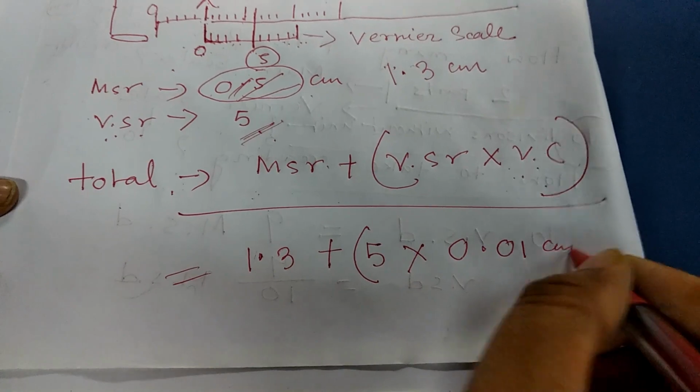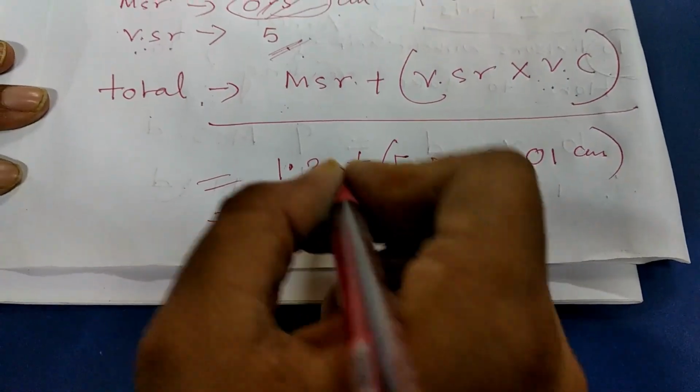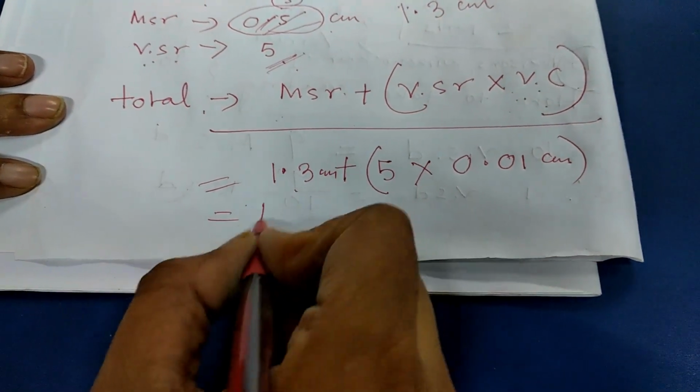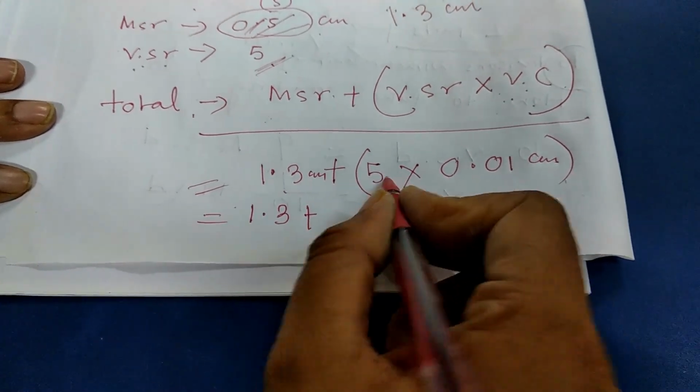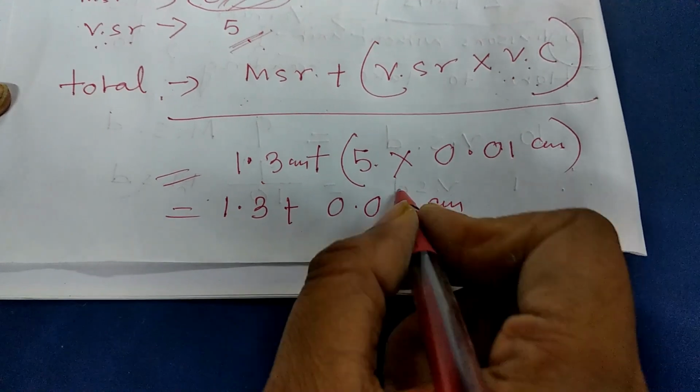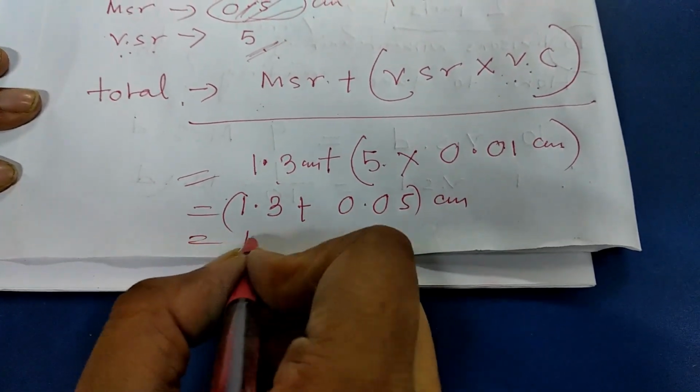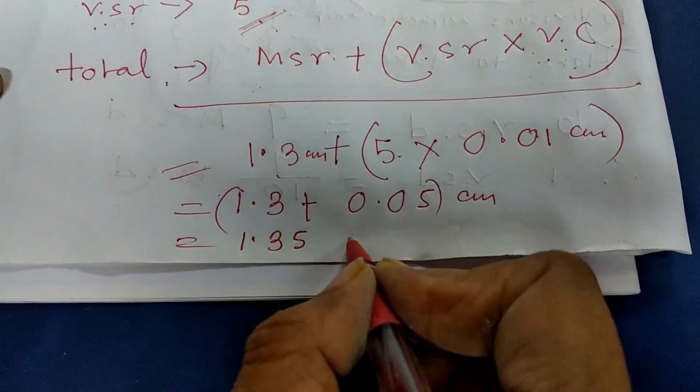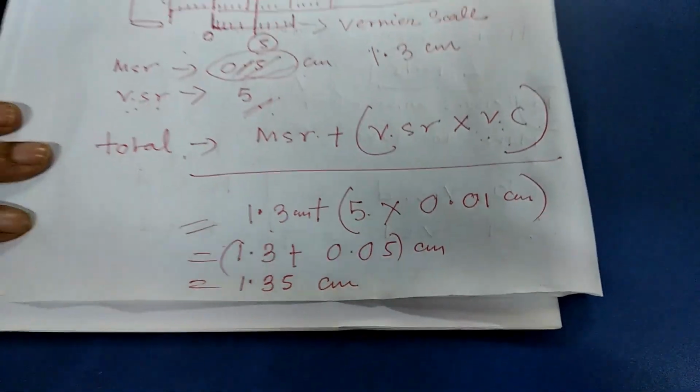Okay, we can write here the unit. 1.3 also in centimeter. So 1.3 plus 5 into 0.01, that is 0.05 centimeter. So it becomes 1.35 centimeter.